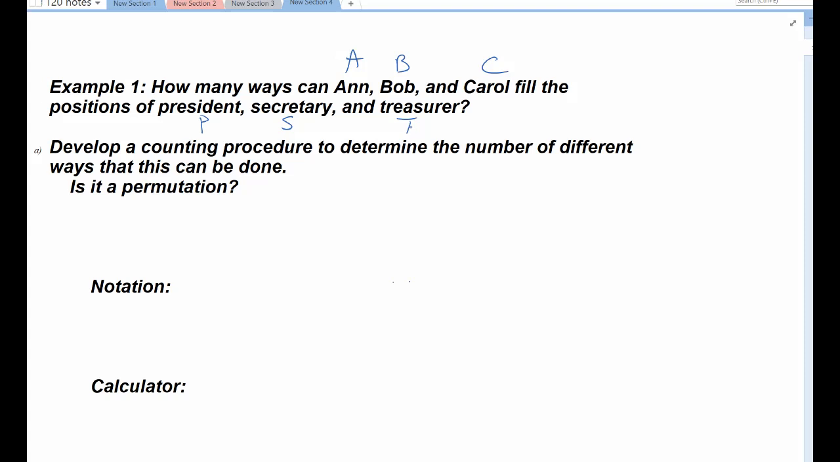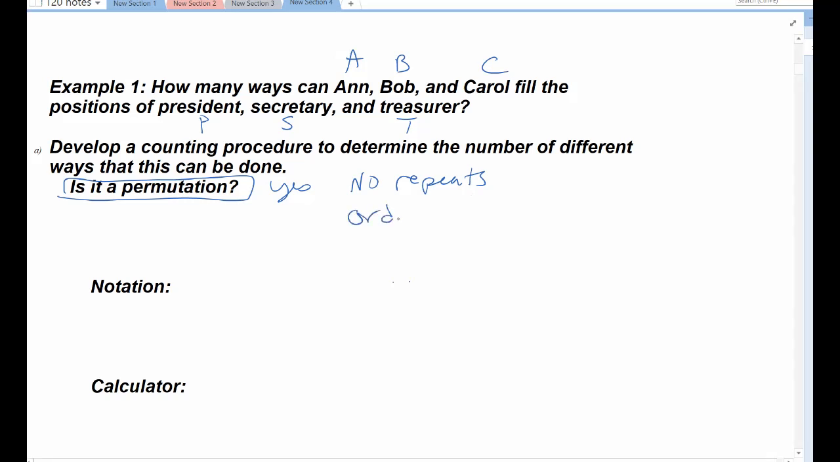Alright, the counting procedure for the number of ways that I can do that. So how many ways can I pick one of my 3 people to fill in those 3 positions? Alright, so first of all, is it a permutation? Yes, it is. First of all, I can't have repeats. I've got Ann, she can only fill in one position, right? I've got one person to fill in one position. Bob can only fill in one position, and Carol can only fill in one position, right? No repeats. I've got one person to fill in each spot. Repetition's not allowed.